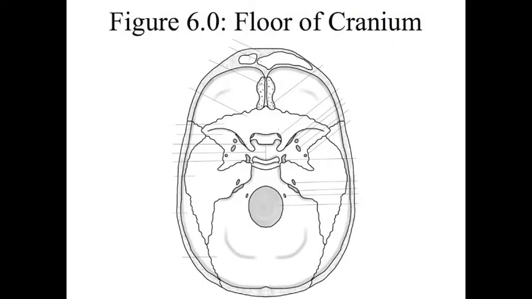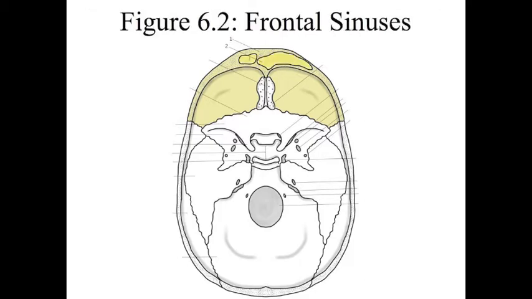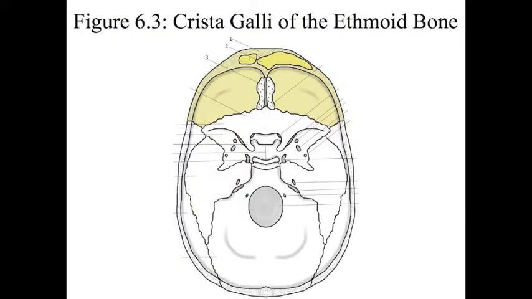Figure 6 is the floor of the cranium. Number 1 starts us off with the frontal bone. Number 2 are the frontal sinuses. There are sinuses throughout the skull. There are air spaces in the bone that help to keep the skull light so we can hold our heads up high. Number 3 is the crista galli of the ethmoid bone.